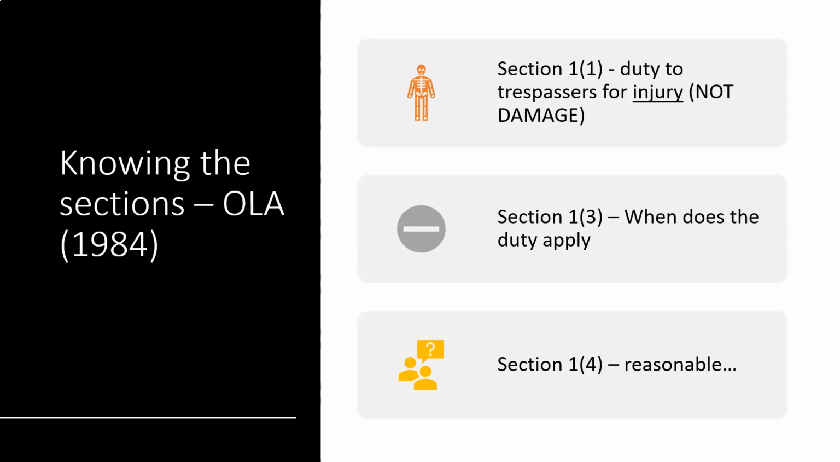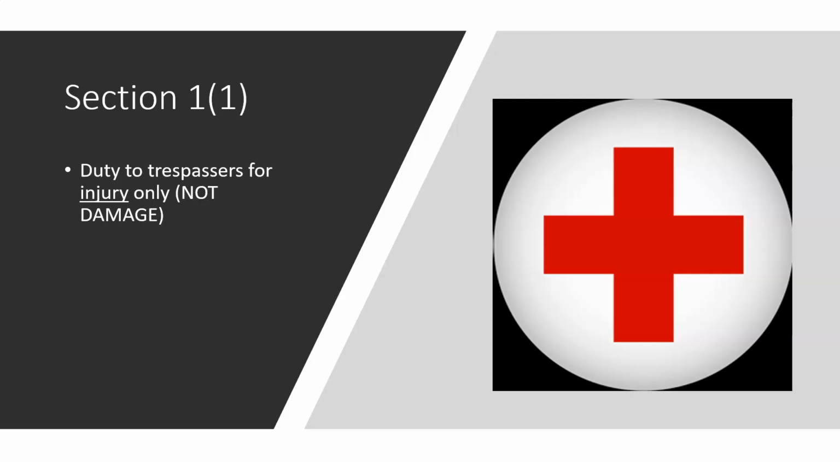But obviously the main thing is that you know the actual law. So the first thing is section 1.1, and in this, as I said earlier, the duty to trespassers is for injury only, so you are not liable for property damage. So if a trespasser comes onto your land and breaks their phone, they can't sue you under the Occupiers' Liability Act 1984 for their broken phone. They can only sue for injury.